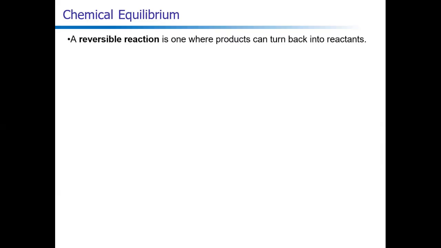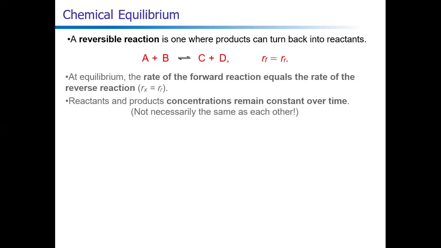Let's talk about chemical equilibrium, a central concept in reaction engineering. This occurs in reversible reactions, which means the products don't just stop reacting, they can actually turn back into reactants. Here's a generic reversible reaction. A plus B can turn into C plus D. But C and D can also react to form A and B. At equilibrium, the rate for the forward reaction, RF, is equal to the rate of the reverse reaction, RR.